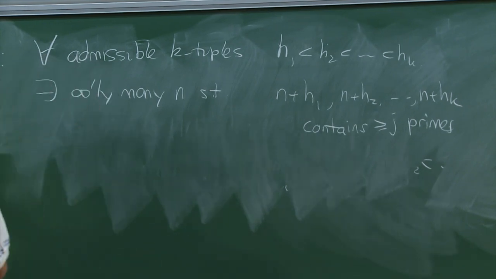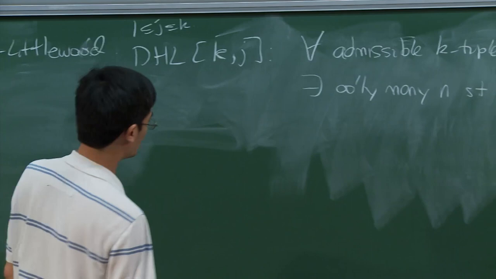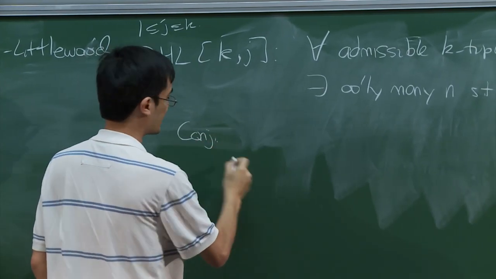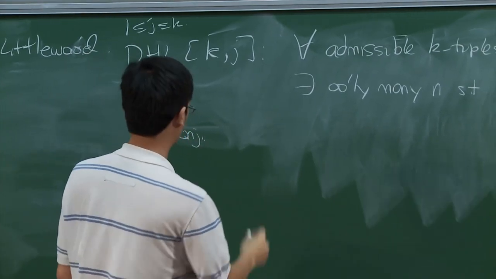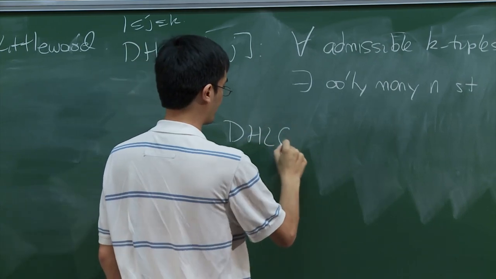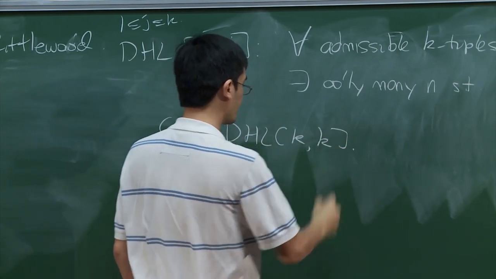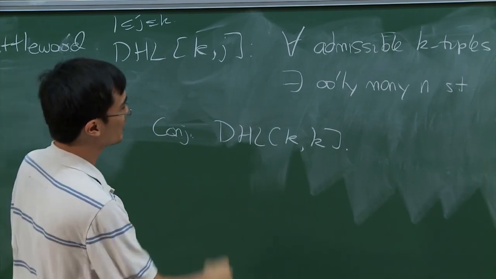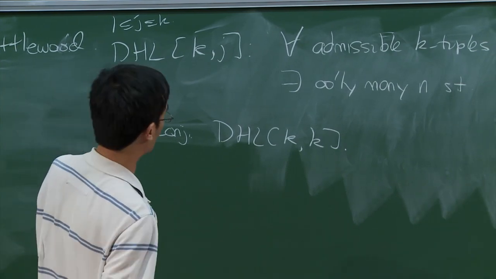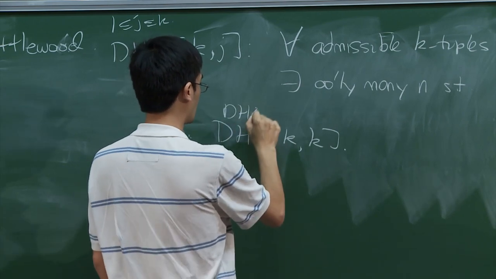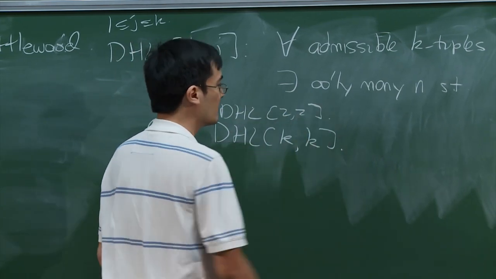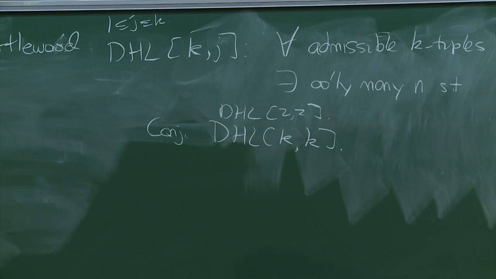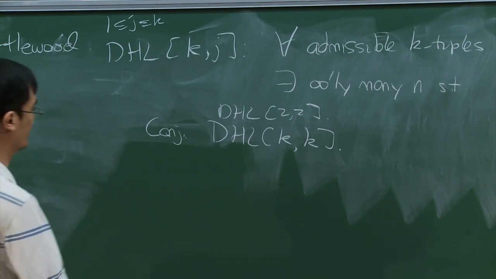The prime tuples conjecture of Hardy and Littlewood says that you should, in fact, be able to make all of these prime, that you should be able to get k primes in a k-tuple. Now that would be wonderful, but we can't prove that; it's way out of reach. Even getting two primes in a two-tuple would give us the twin prime conjecture. So this we can't prove.